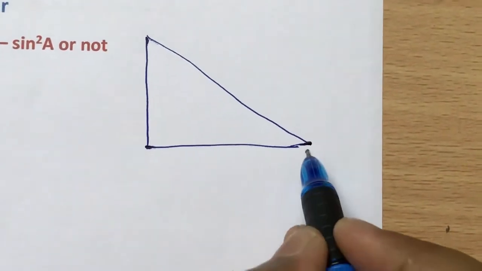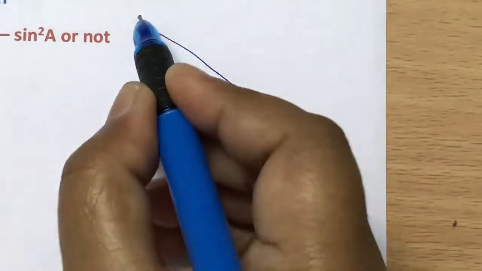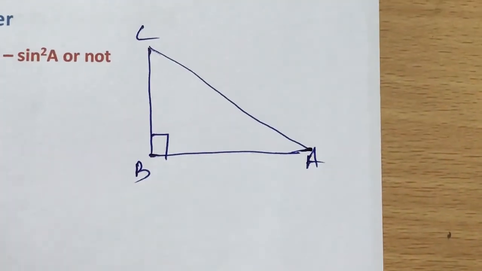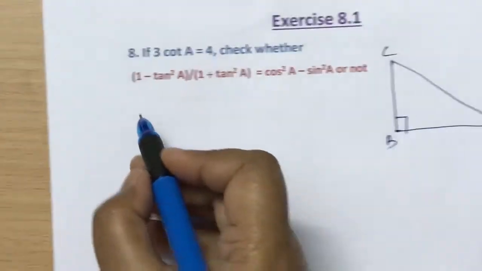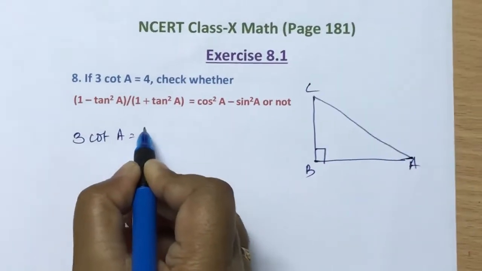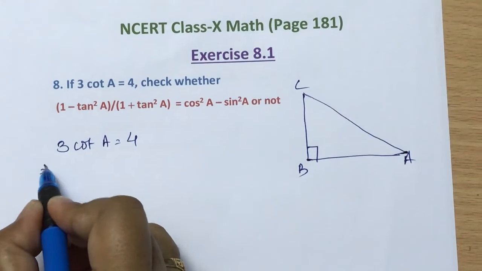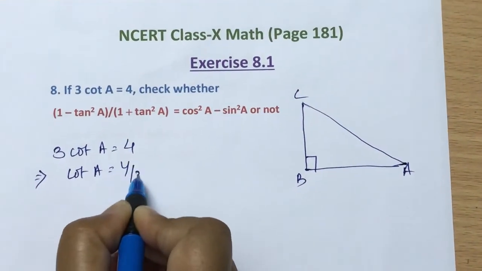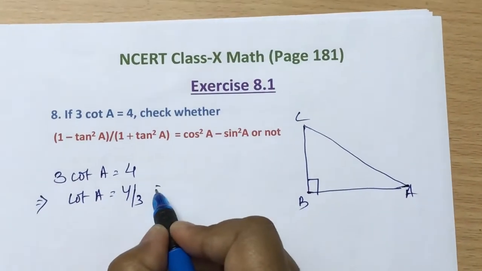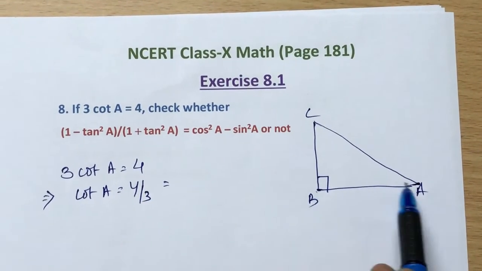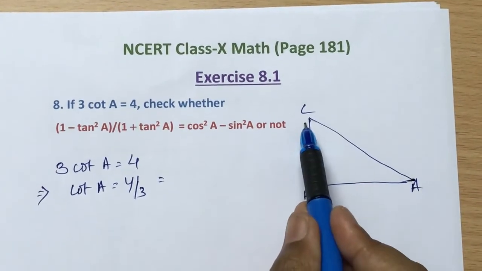Okay. So I'm naming it as A, B, C. This is perpendicular over here. Now let me write the question. It is written over here. 3 cot A is equal to 4, which implies cot A is equal to 4 by 3. Okay, what is cot? Cot is base by perpendicular.